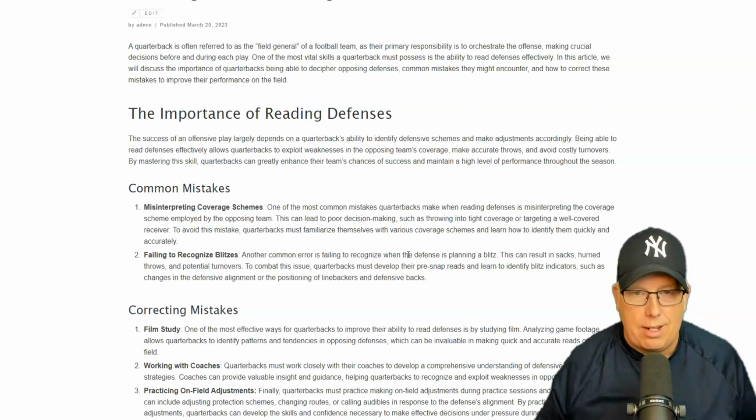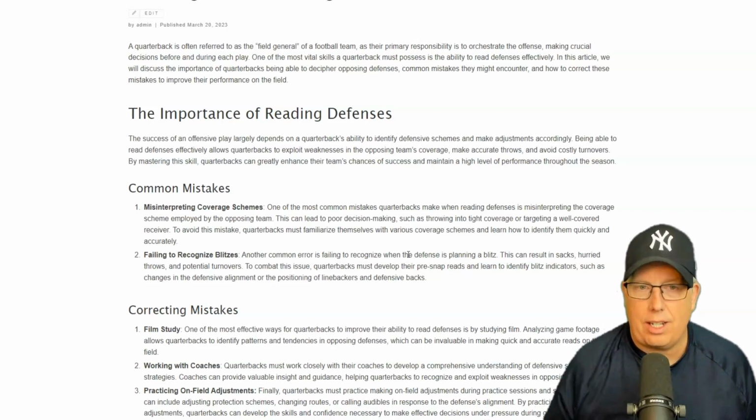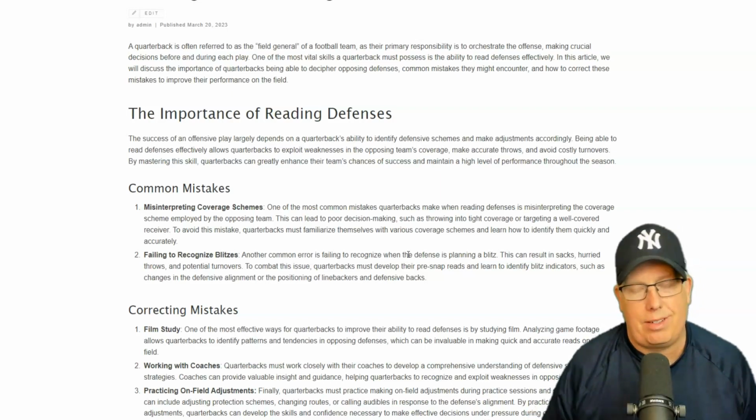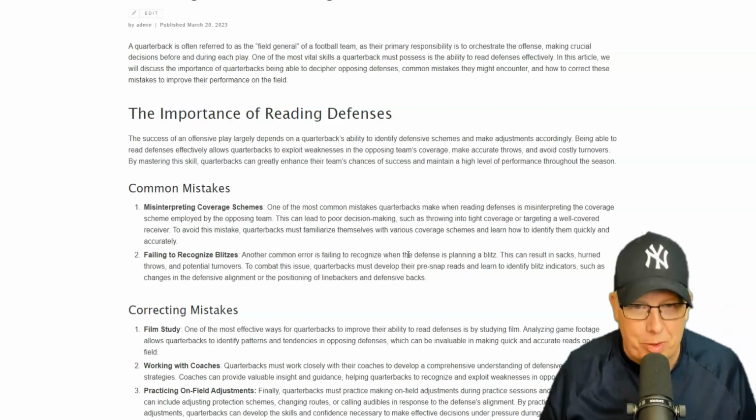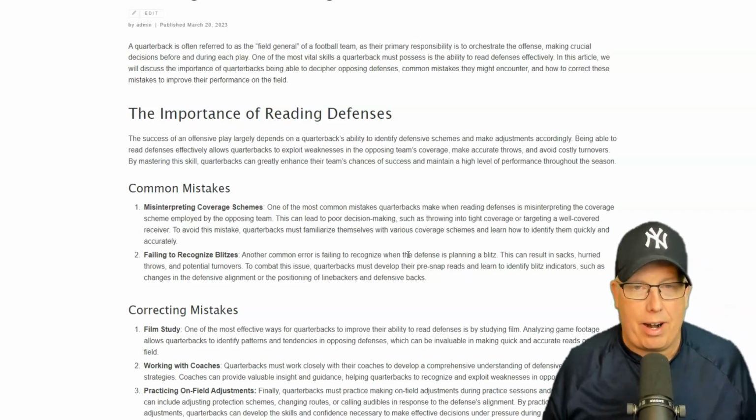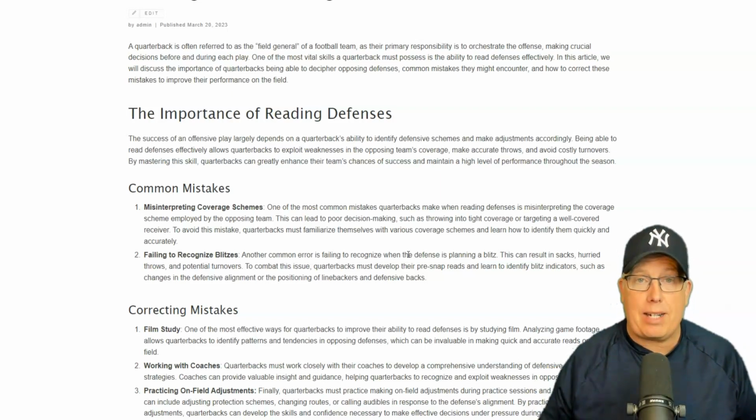So always remember this: corners and halfbacks lie. Safeties tell the truth. There you go. Third time's the charm. All right, so just remember, corners and halfbacks lie.